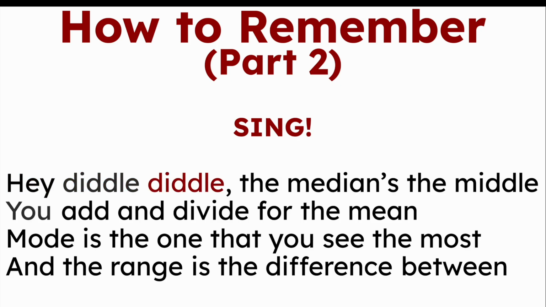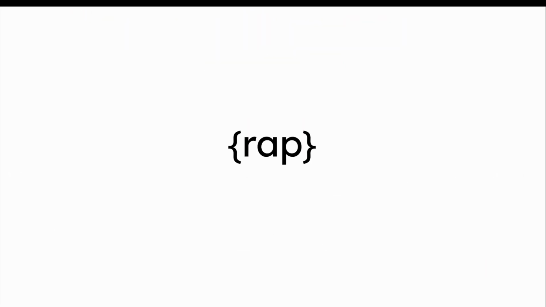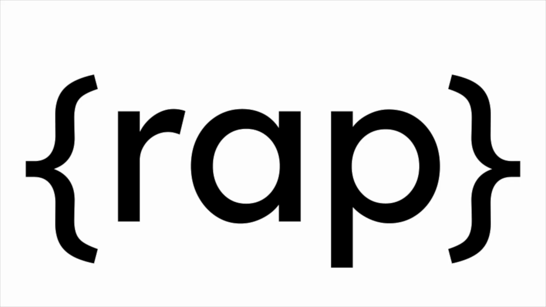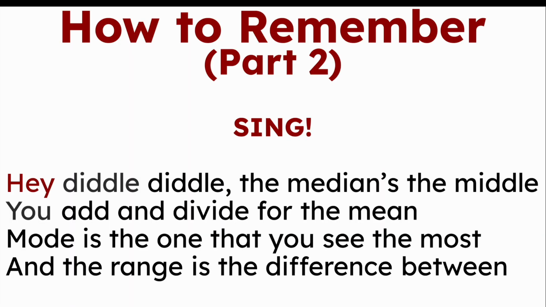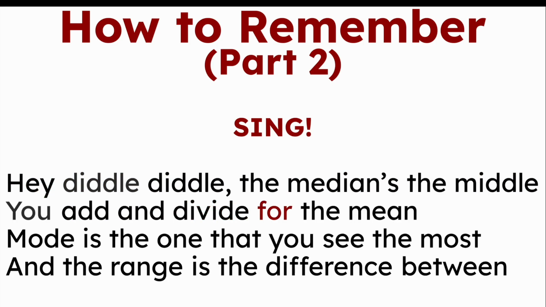Hey, diddle diddle, the median's the middle. You add and divide for the mean. Mode is the one that you see the most, and the range is the difference between.